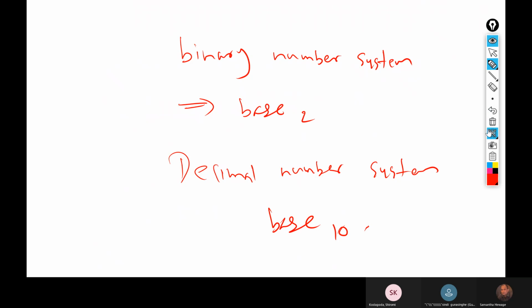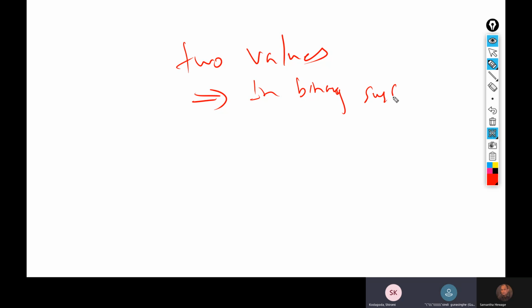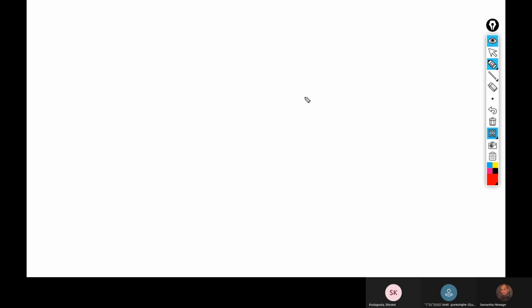I said that the binary number system has only two values. What are the two values in the binary number system? Zero and one. Yes, 0 and 1. Those are the two values. For example, let's take an 8-bit value, like this: 1 1 1 1 1 1 1 1.